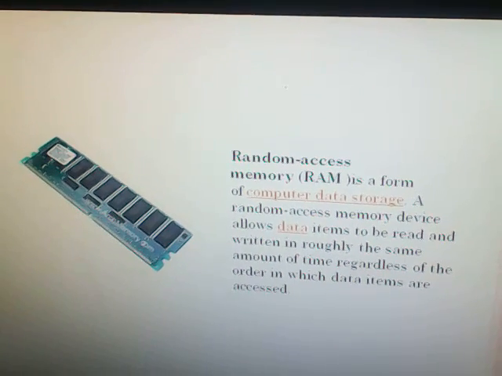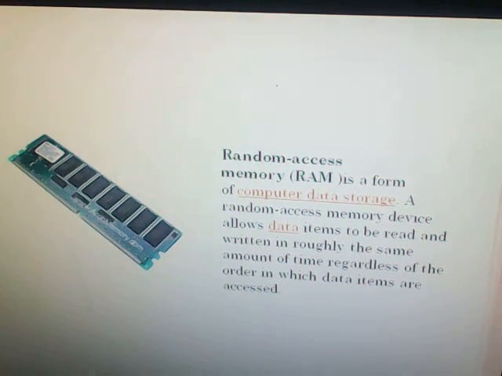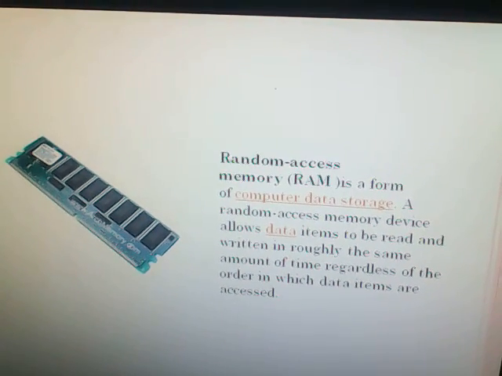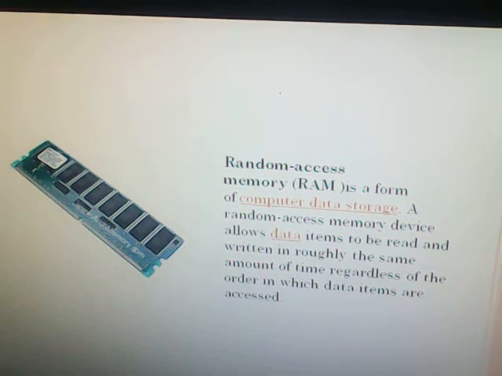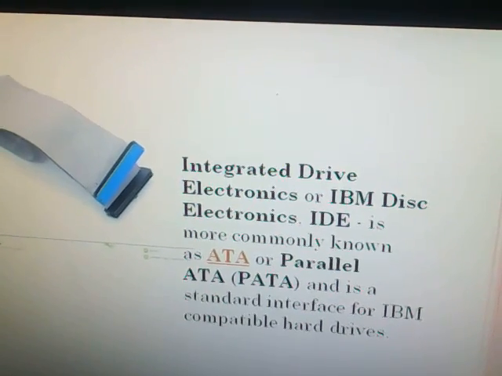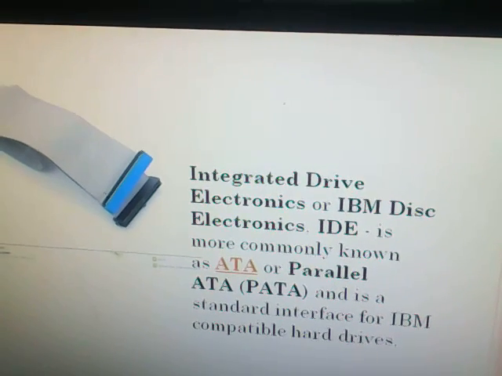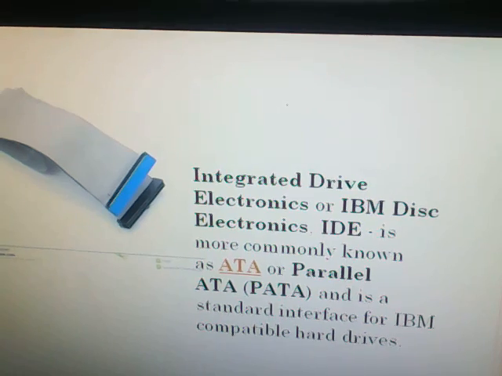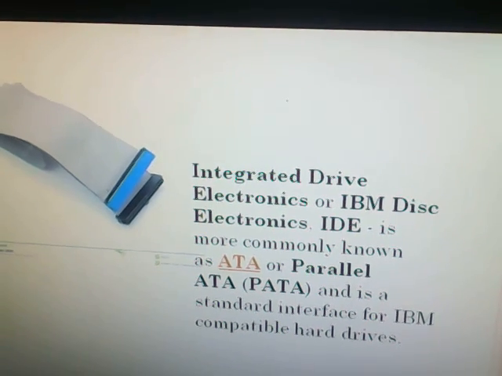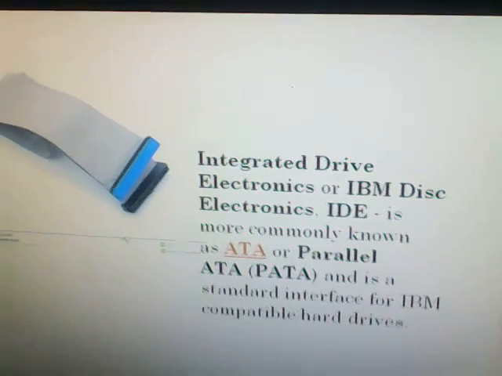A random access memory device allows data items to be read and written in roughly the same amount of time, regardless of the order in which data items are accessed. IDE, Integrated Drive Electronics, or IBM Disk Electronics. IDE is more commonly known as ATA or Parallel ATA (PATA), and is a standard interface for IBM-compatible hard drives.